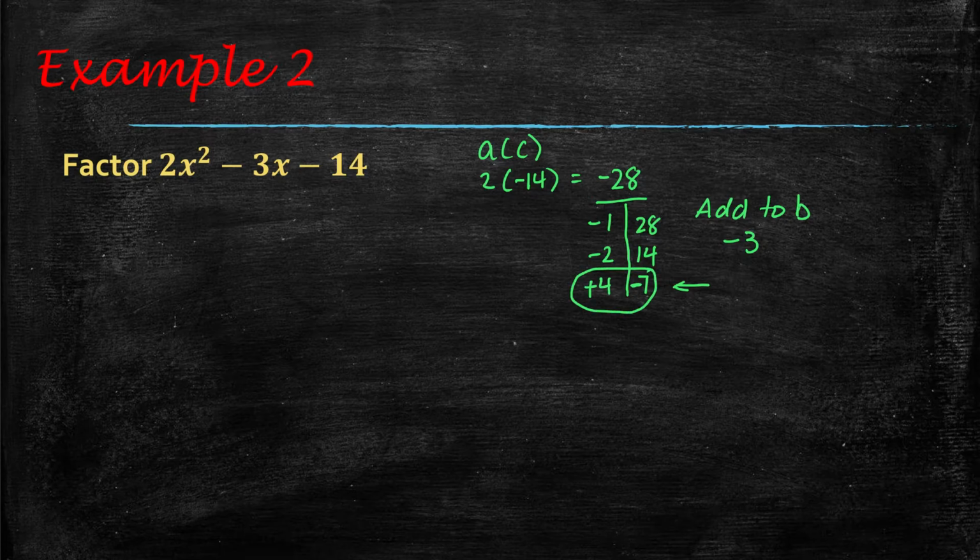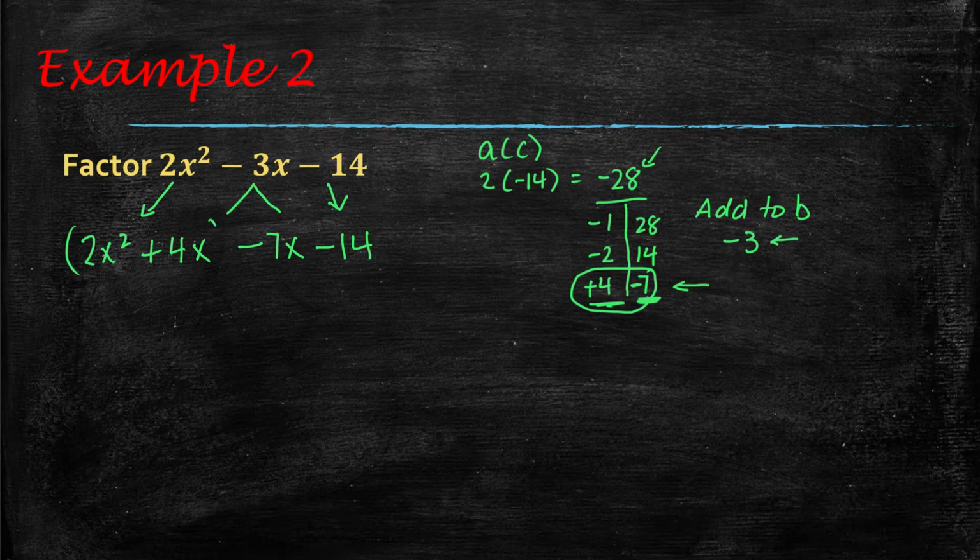And so it's very important that your signs match. They have to multiply to give you this number, and they have to add to give you this number. If they don't, then you're going to get the wrong answer. So make sure you double check that. So we're going to go ahead and bring down that first term, 2x squared. And this middle term now splits into a plus 4x and a minus 7x. And that's what we got right here. You just have to remember to put your variable with it. And then we're going to bring down the minus 14.